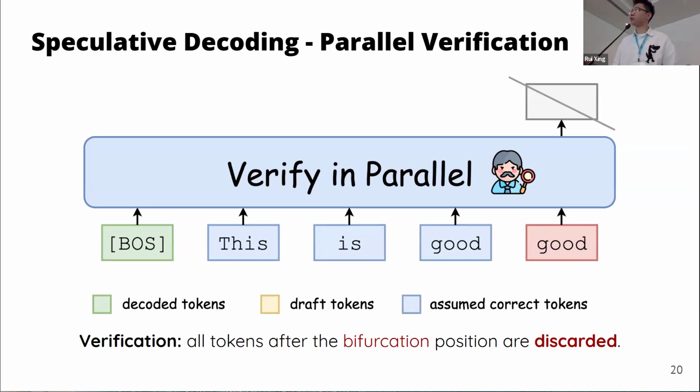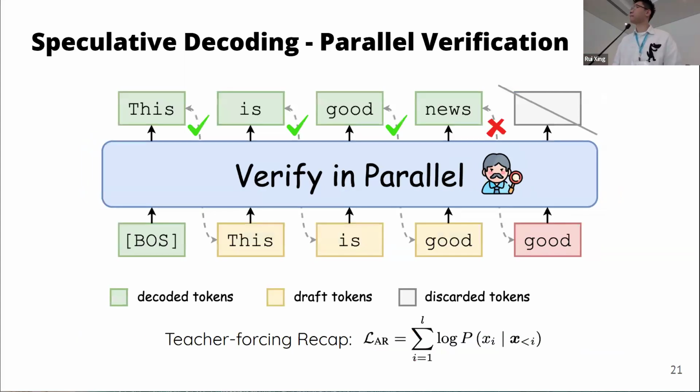And once we find a draft token that fails the verification, the assumption is not correct, right? We cannot assume that all previous draft tokens will pass the verification process, so the subsequent tokens, we will discard all of them. And actually, this process can be processed in parallel based on the teacher forcing strategy during the pre-training stage of the large language model.